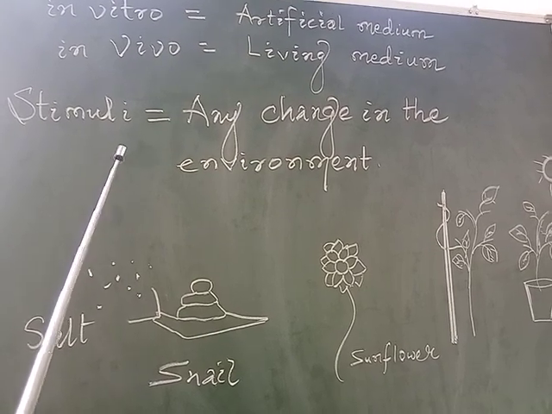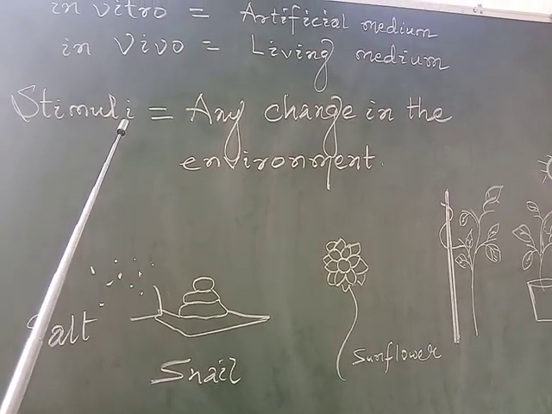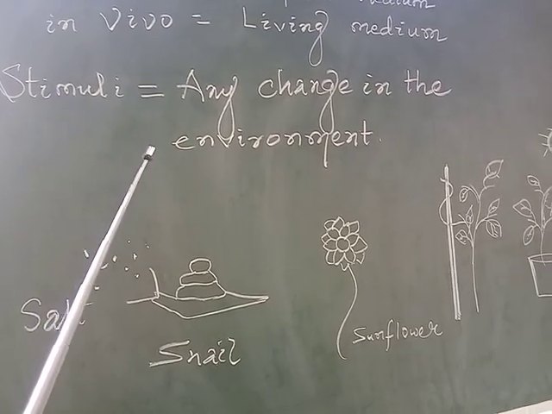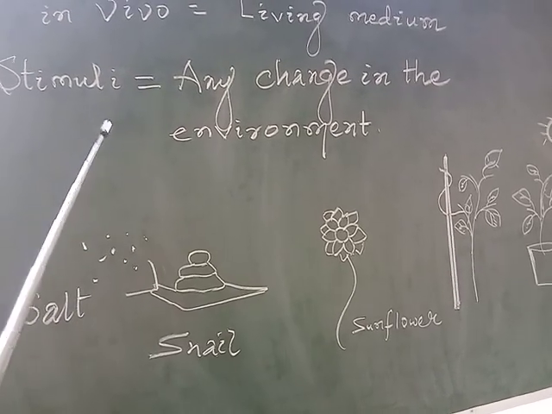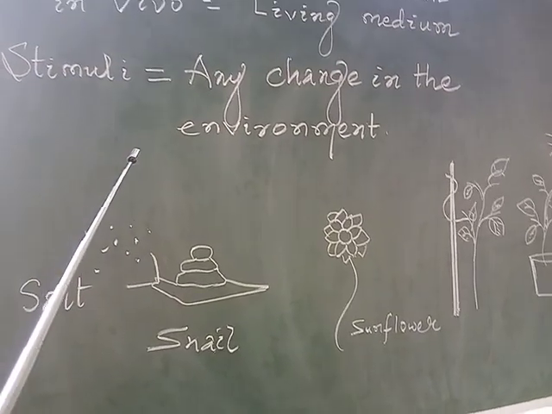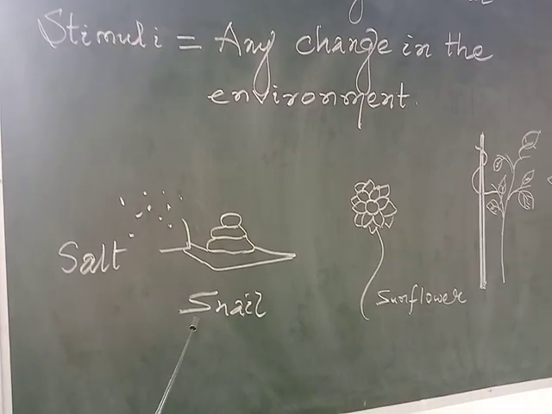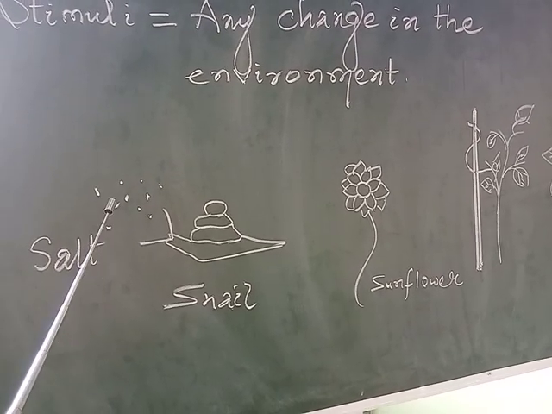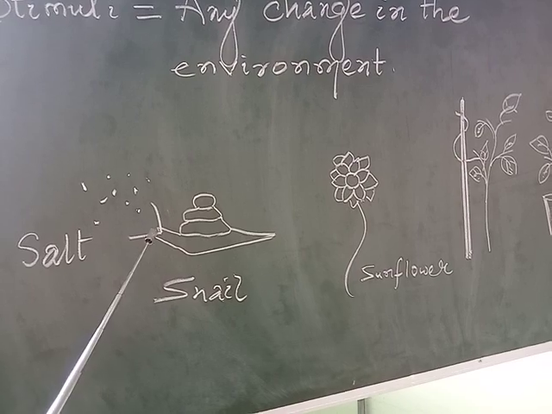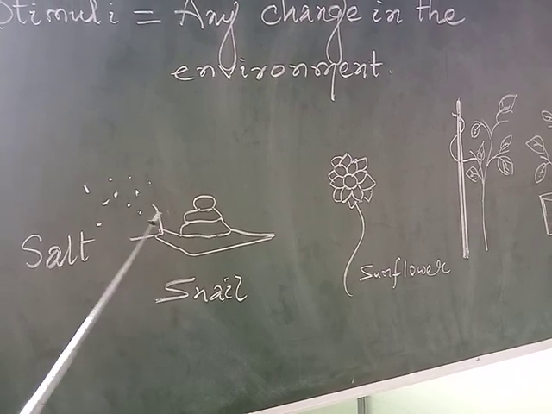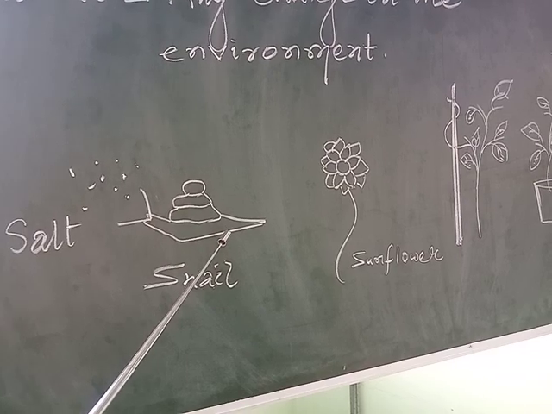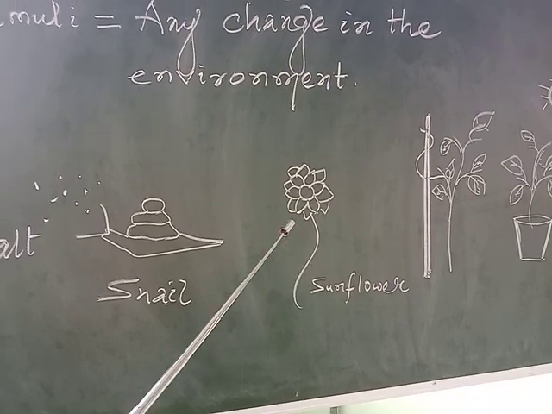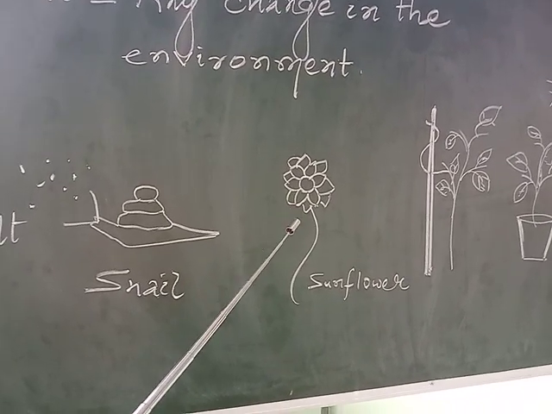If the temperature is changing, it would be a stimulus. If any chemical changes occur, it would be a stimulus. If I touch any living being, that touch would also be a stimulus. Light would also be a stimulus. Just for example, if we put a small amount of salt in front of a snail, it retracts its body and reverses its direction. Similarly, we observe in the case of the sunflower that it always faces the direction of the sun.